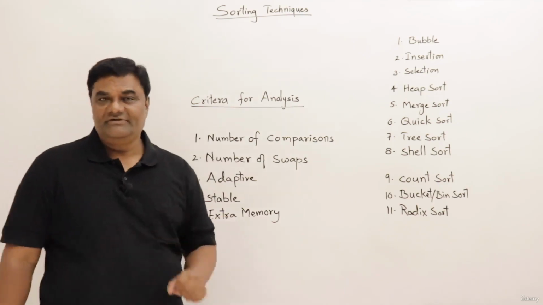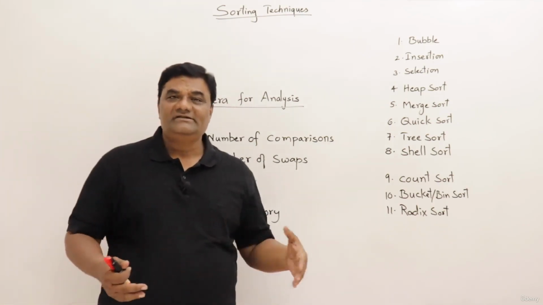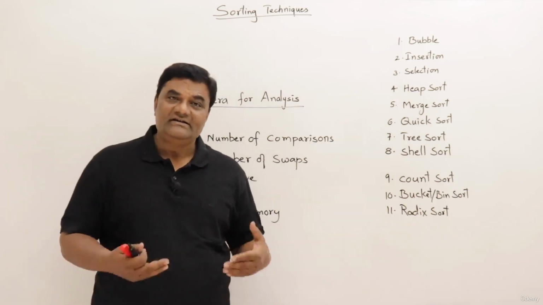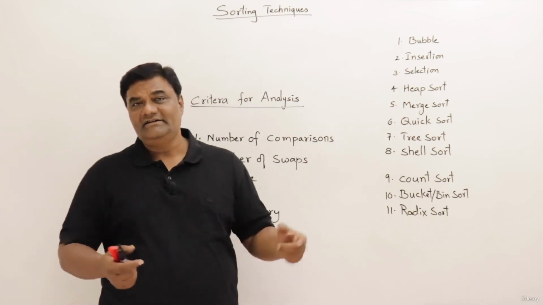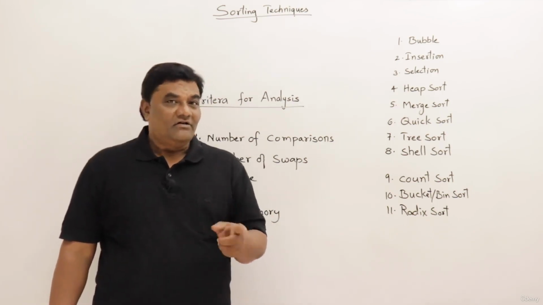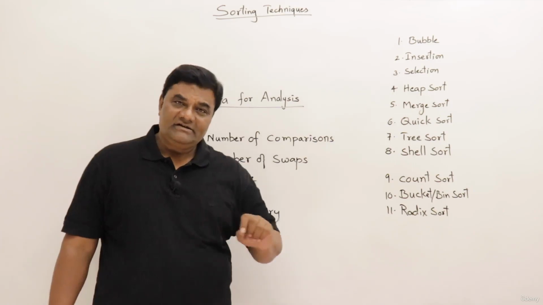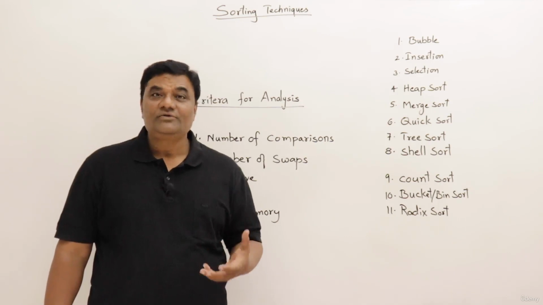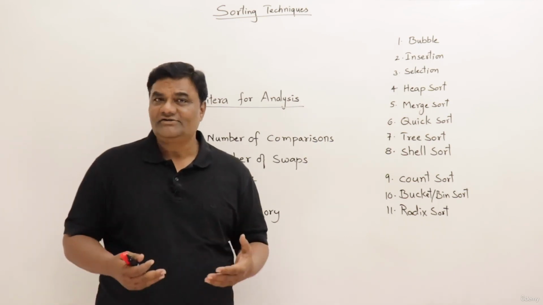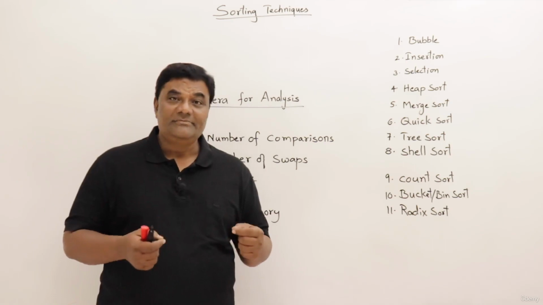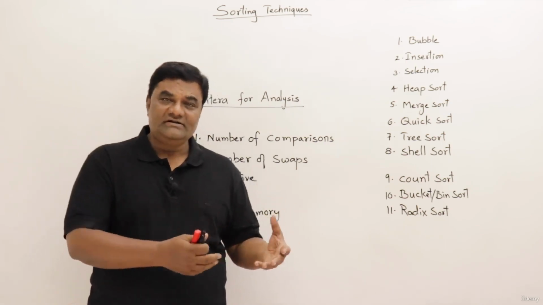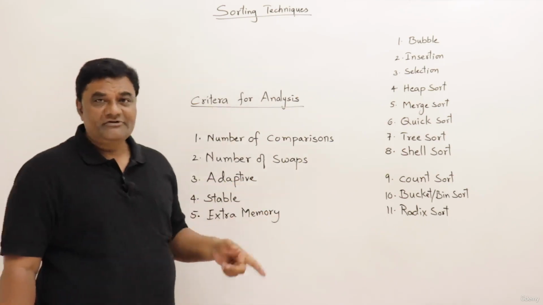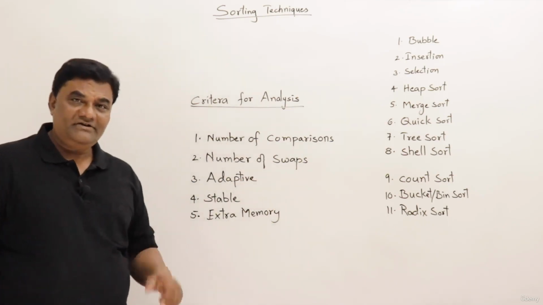Then third one is adaptive. See, when you are trying to keep the elements in the sorted order, what happens if they are already in the sorted order? Already they are in increasing order and I am trying to arrange them again in increasing order. So if they are already in increasing order, then the sorting method must take minimum time or a less amount of time because it doesn't have to rearrange the elements. So if any sorting method is taking less time or minimum time over an already sorted list, then we call that algorithm as adaptive. So sorting procedure or algorithm, we call it as adaptive algorithm.